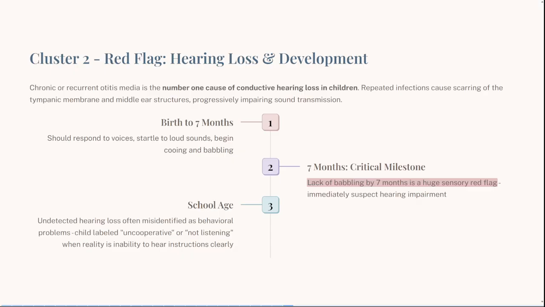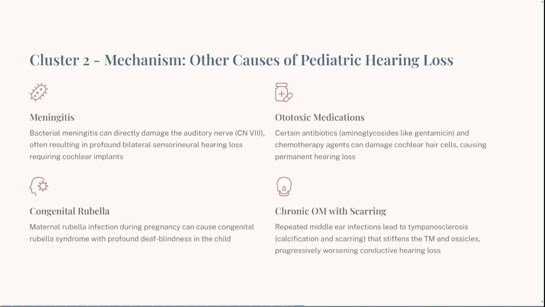So besides infections, what are some other major causes of hearing loss in kids? We have to be aware of certain perinatal infections. Meningitis is a big one. It can damage the auditory nerve and often leads to the need for a cochlear implant. Also, remember, ototoxic drugs and congenital rubella can cause profound deaf-blindness.